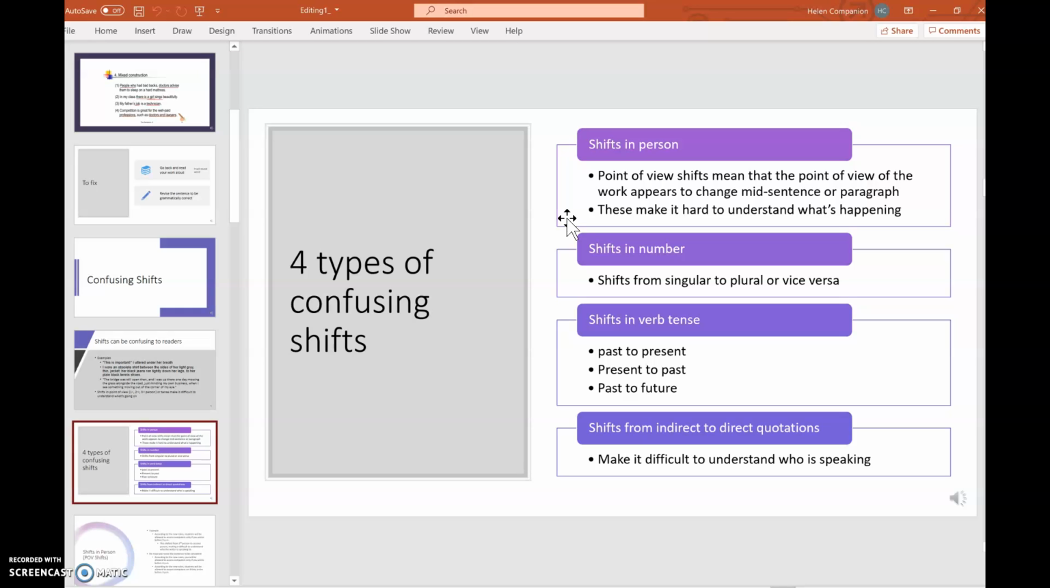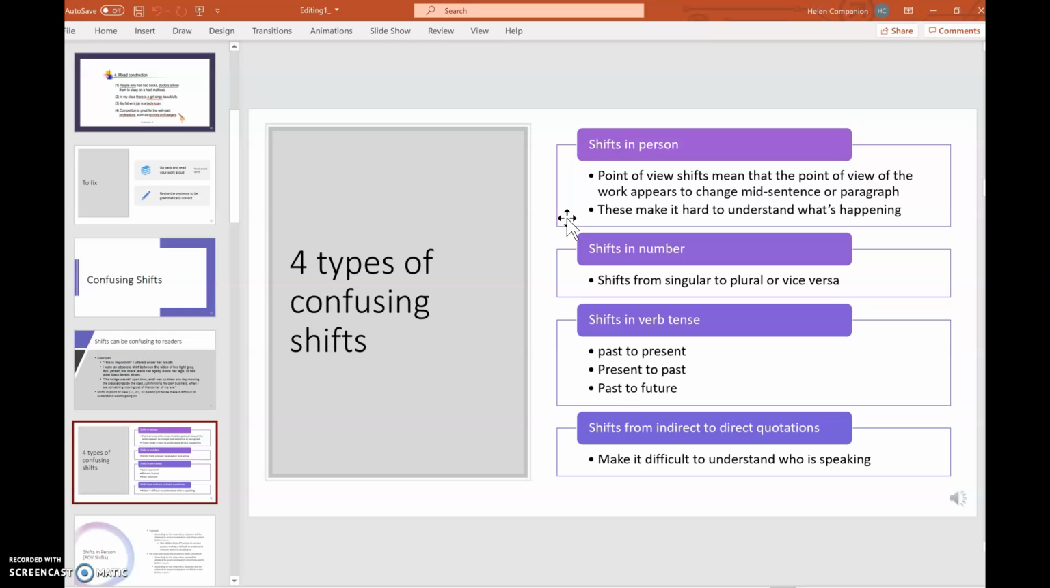First, shifts in person. These are point of view shifts, meaning that the point of view of the work appears to change mid-sentence or paragraph, like from first to second person, or third to second person, or third to first, or first to third, anything like that. They make it really hard to understand what's happening, from whose perspective it is, and what we're looking at, like in the first 2 examples from the previous slide. Second, shifts in number, or shifts from singular to plural, or vice versa, and they have some of the same types of concerns with confusion.